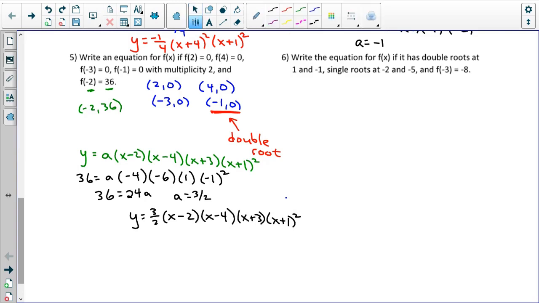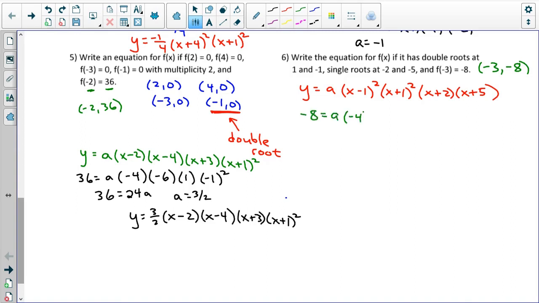Last problem. Double roots at 1 and -1 mean that I have x minus 1 squared and x plus 1 squared in my equation. Those are my factors. And then I have single roots at -2 and -5. So I have factors of x plus 2 and x plus 5. I'm going to substitute in -3 for x and -8 for y, since I know that's a value. So -8 equals a times -4 squared times -2 squared times -1 times 2.